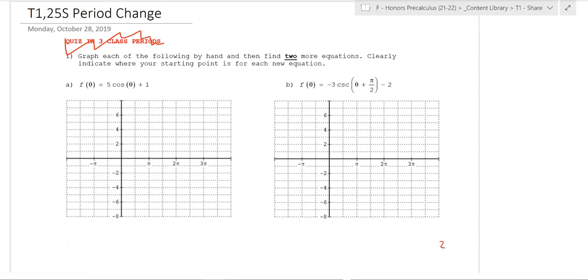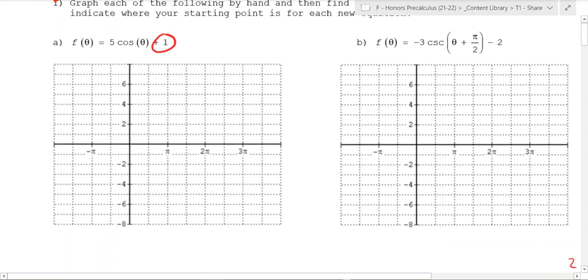So the first one here is 5 cosine of theta plus 1. Because of this plus 1, we know the midline is going to be at 1, so we have y equals 1 as our midline. And this 5 is going to vertically stretch it by 5. Instead of going up 1 from the midline, it'll go up 5, so it's going to start here at 6.